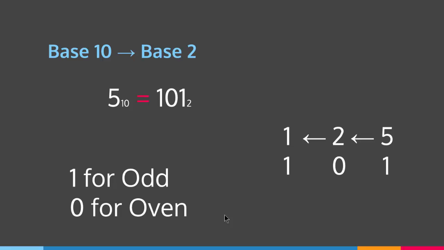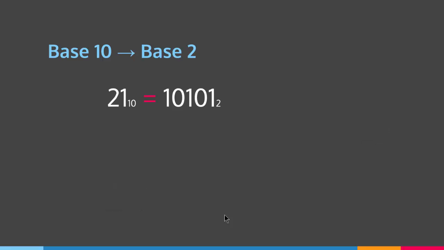Let me show you another example. Suppose we have 21 in base 10. 21 in base 10 is equivalent to 10101 in base 2. And the way we did this, we're just going to divide 21 by 2. So 21 divided by 2 equals 10. It's not 11, it will equal 10. You'll have a remainder of 1, but don't care about that. Just divide by 2 and see what happens.